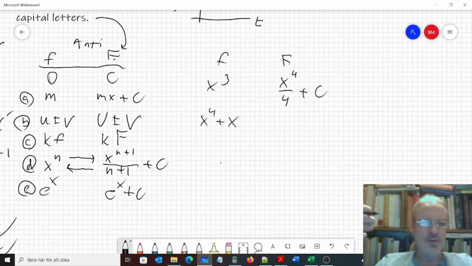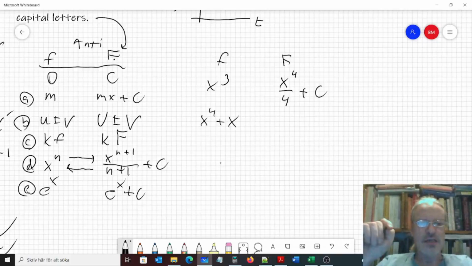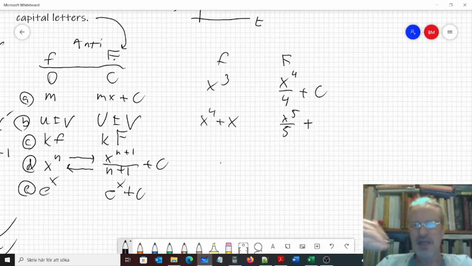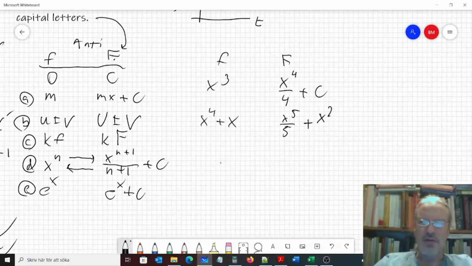Say we have x to the power of 4 plus x. We use rule B to take the antiderivative separately. So then we use rule D to find the antiderivative of the first part. So that will be x to the power of 5 over 5 plus, and x could be seen as x to the power of 1. So yet again we can use rule D. So that will be x to the power of 2 over 2, and then plus c.